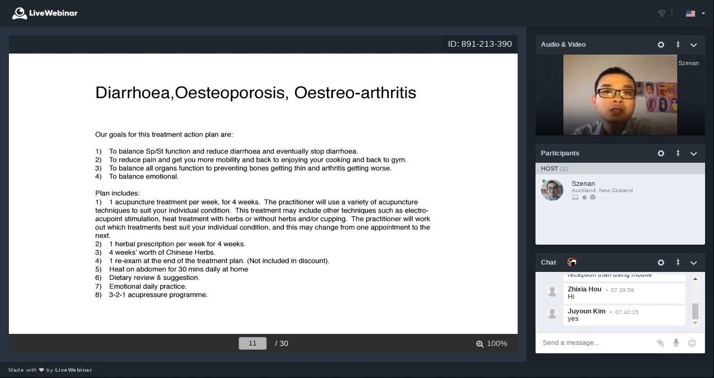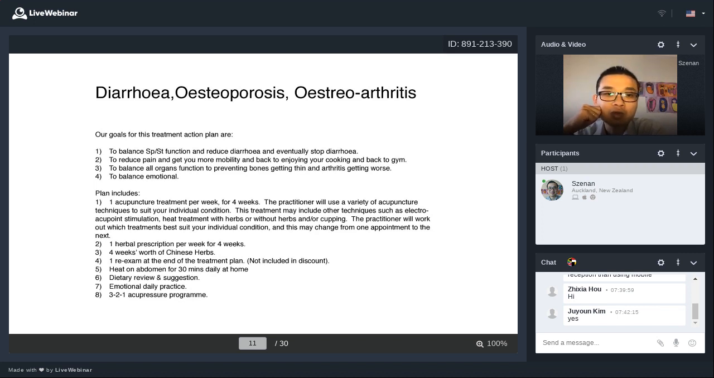gym, because she couldn't cook because of pain in her fingers. The pain prevented her, as well as the diarrhea. And the gym, she needed to stop the gym because she can't do it. She needs to go to the toilet, and she hasn't got the strength to balance. So people think that they go to the gym to build up the muscle, but if your organs are weak, you don't have the strength to go to the gym.